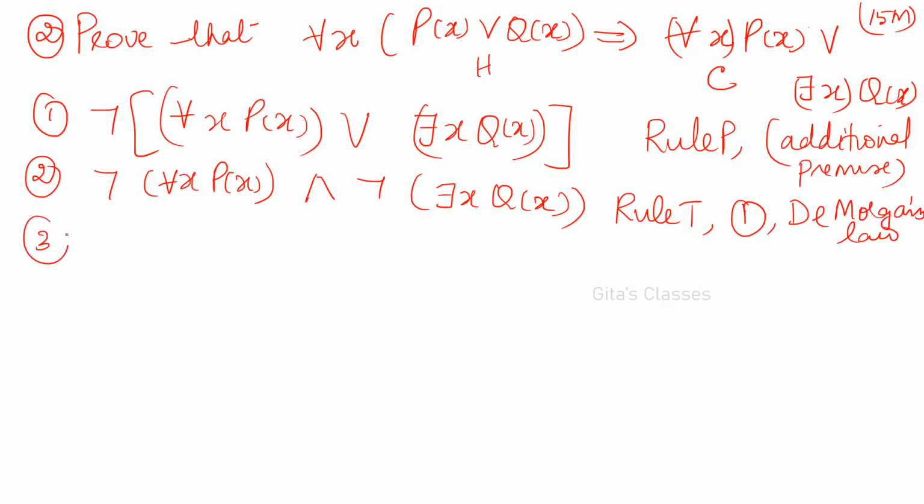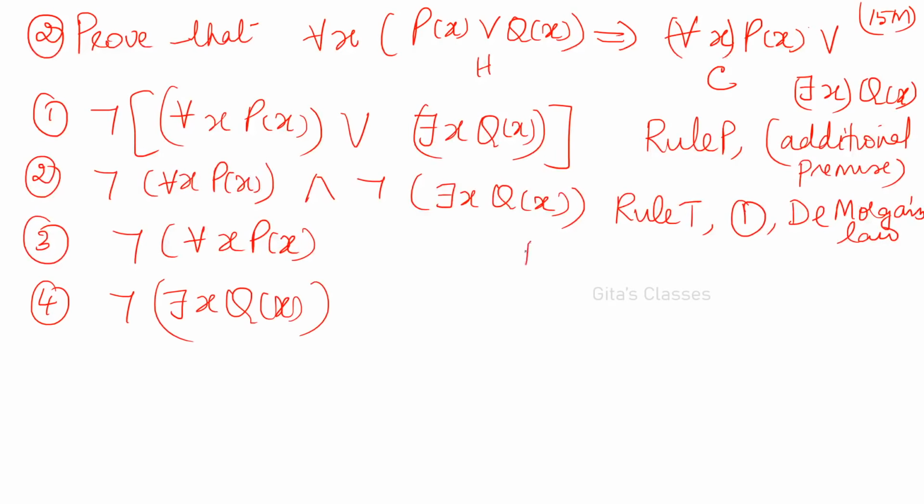Okay. Then next is, now P and Q implies P, and P and Q implies Q. This is rule simplification. So this is not of for all x, p of x. I can write both, not of there exists x, q of x. Both are rule T only. I have applied in step number 2. This is called simplification.